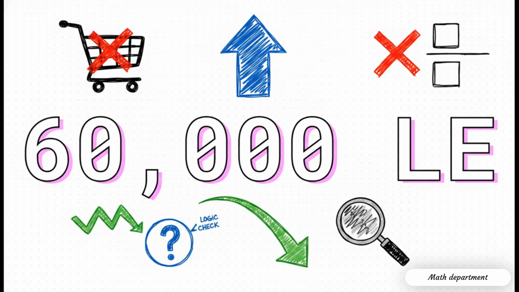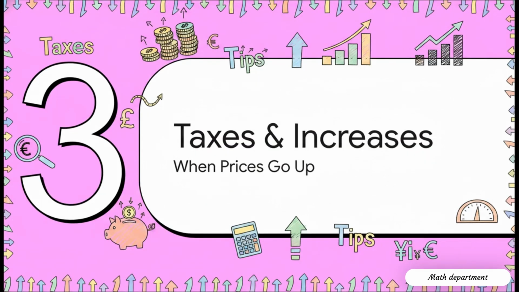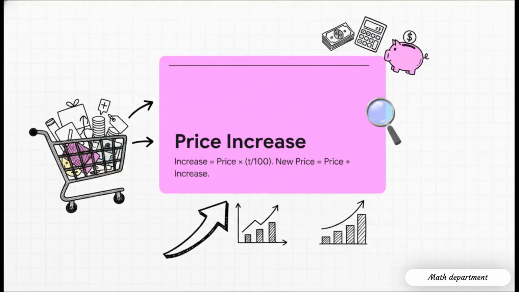If your original price ever comes out lower than the sale price, you instantly know you need to go back and check your fraction. All right, let's slide into Section 3, taxes, tips, and increases. So we've spent a lot of time on price drops, but what about when prices go up? The mechanics are super similar, but with one absolutely critical change.